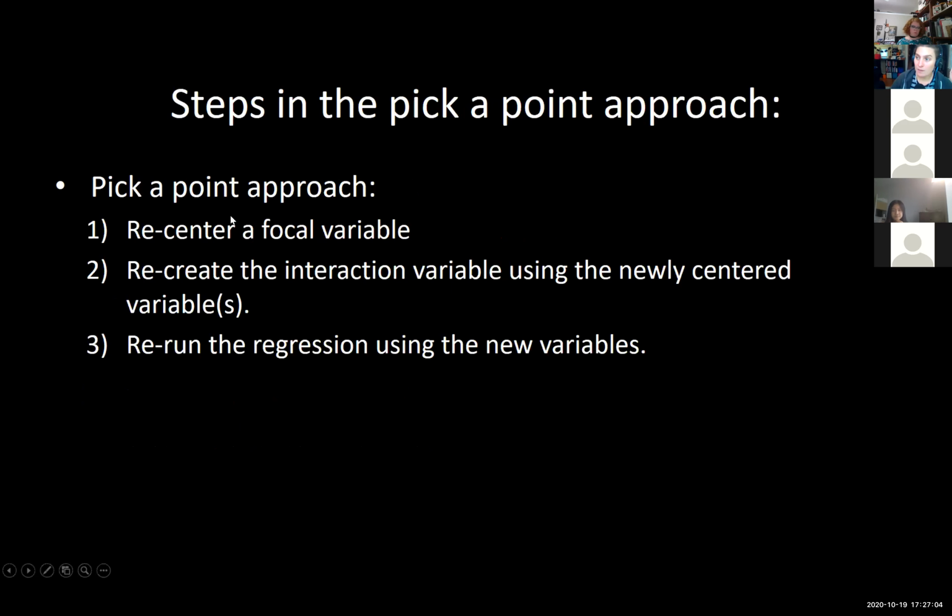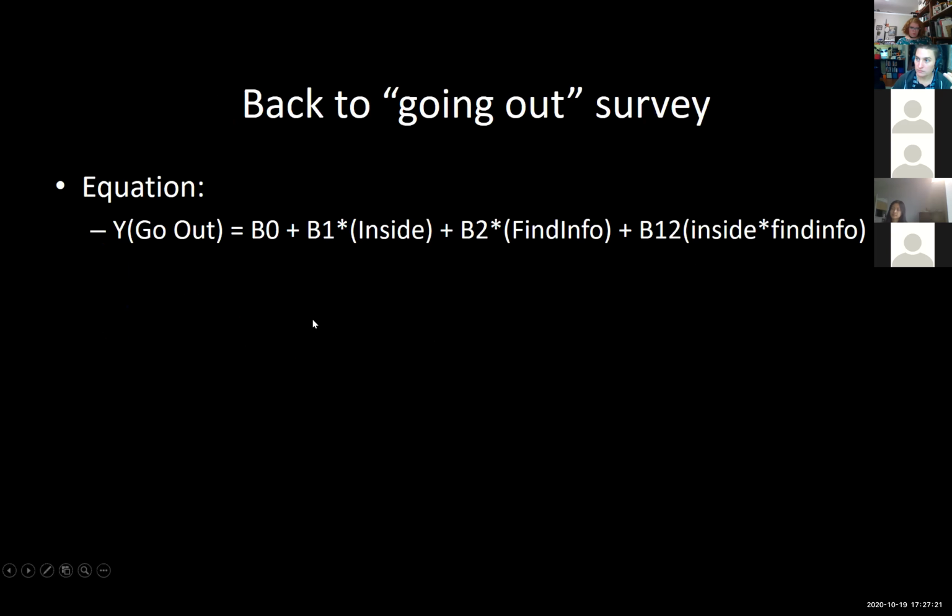So here are the steps to the pick a point approach. You recenter a focal variable, then you have to recreate the interaction variables with the newly created variables, and then you have to rerun the regressions with the new variables. 3 steps. Remember, this is our equation. It's the same thing we were just talking about, going out, hanging out inside and finding information.